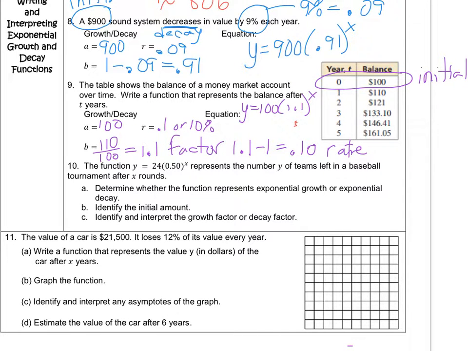The tricky part on number 9 is they didn't give you a rate of growth or decay. They just gave you a table. But you can look at the table and just divide your second value by your first value to find out what you're multiplying by. That gives you your factor. Then just like we did in the last video, we took our factor and subtracted 1 from it, and that gave us our rate of growth.